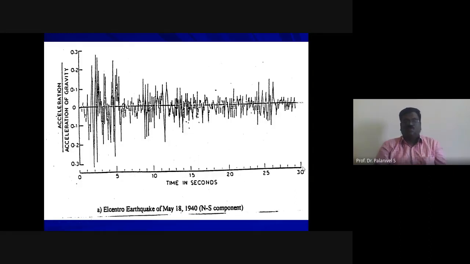Now I want to show certain significant earthquakes of the world. The time history, in other words the signature of certain important earthquakes. This is called the El Centro earthquake of May 18, 1940. At that time we didn't have a seismograph to record its signature, but later it was estimated, and this signature was obtained through an algorithm. Experts developed this El Centro earthquake signature from its known intensities, arriving at it in a simulation.